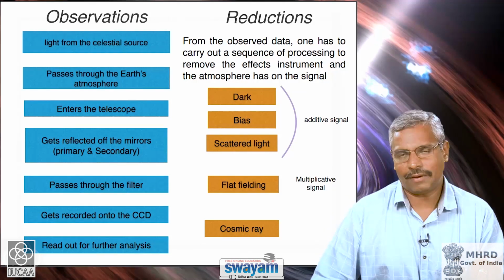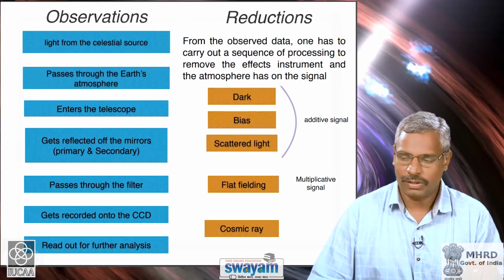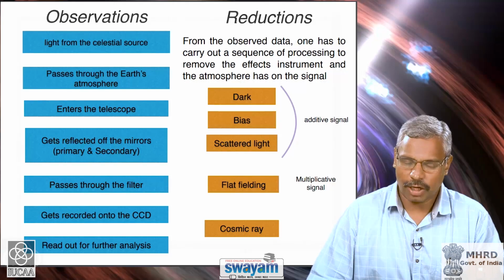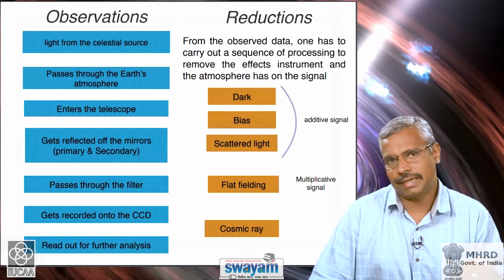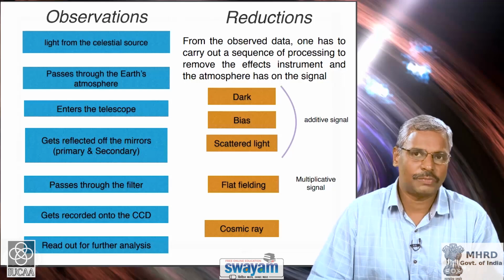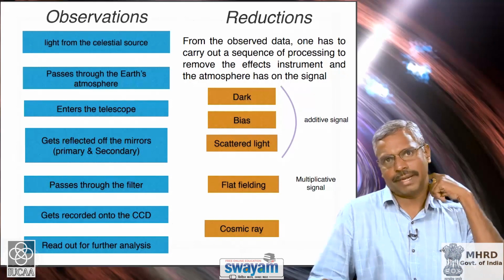So, once this is done, our observations are also affected by what are called cosmic ray events. These cosmic ray events also hit the detector and they also get recorded. So, for useful science observations, these cosmic rays also need to be removed from the actual observed data.